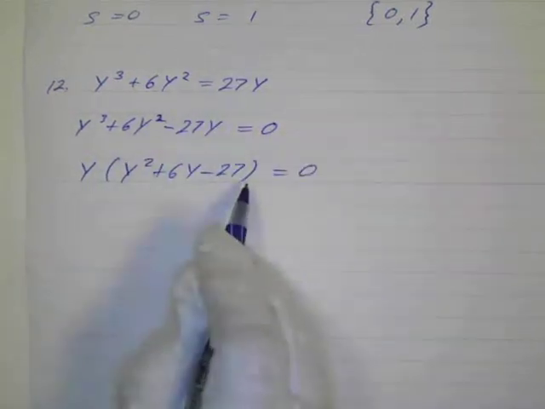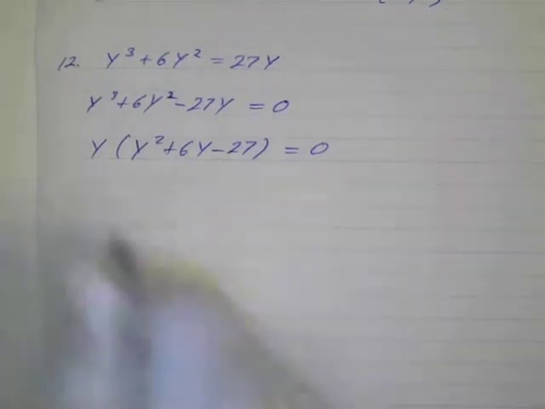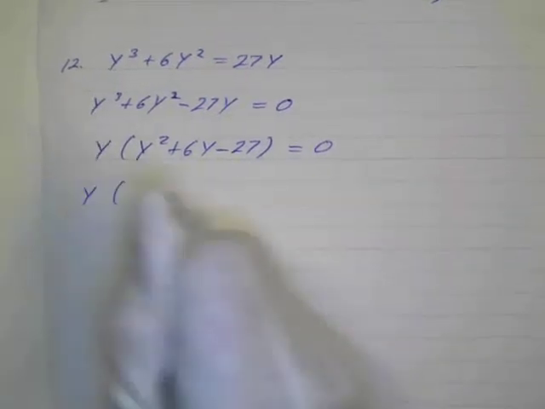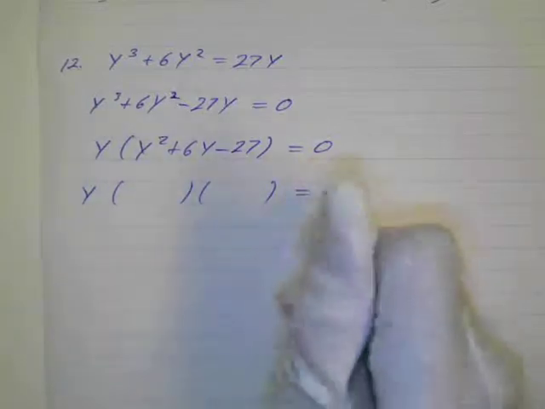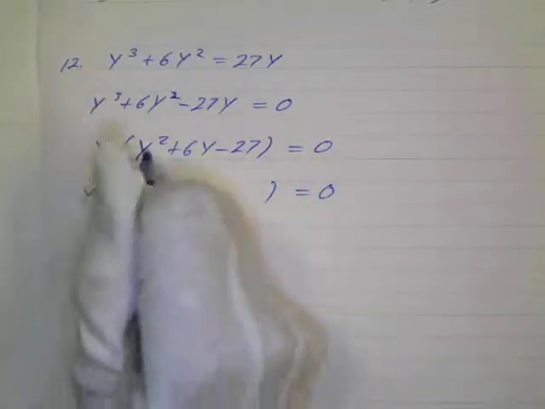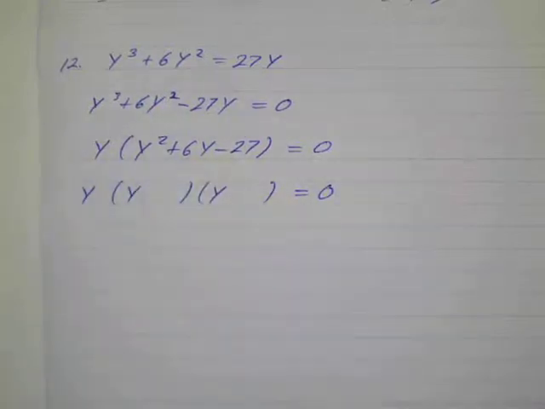Now this looks like a simple trinomial. So I'll see if I can factor that. So I keep the y here. And I know that this will factor to be the product of two binomials. And the only way I'm going to get y squared is y times y. And I analyze my signs.